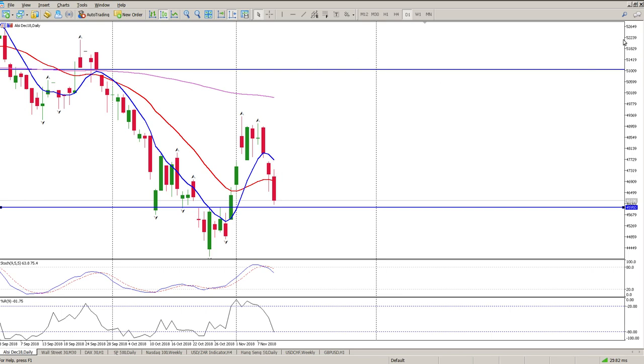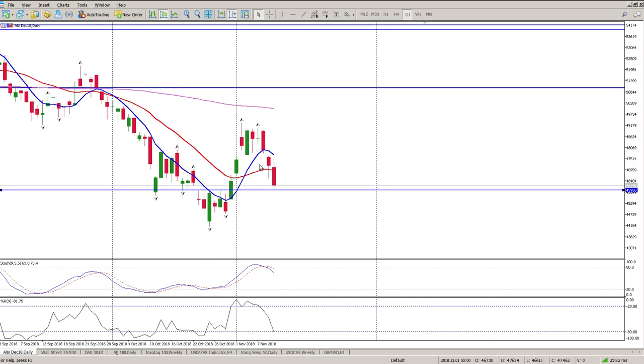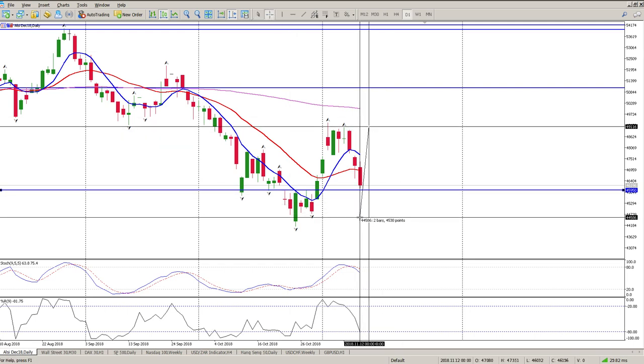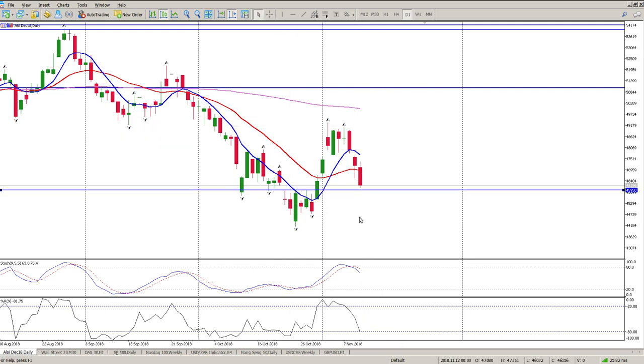The concern that I've got with this setup at the moment is we do have a moving average crossover, so we've got a golden cross here on the daily, and that's normally pretty bullish. But based on the strength of the previous downward move, this could be just a volatile consolidation. And unfortunately, at this stage, consolidation on the Aussie could be a 4,500 point consolidation.